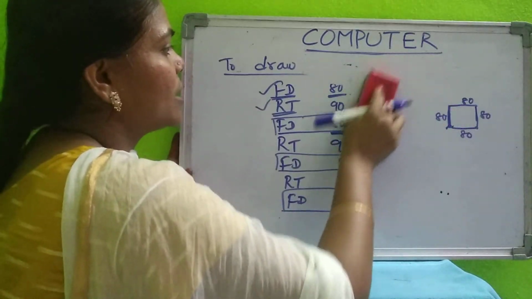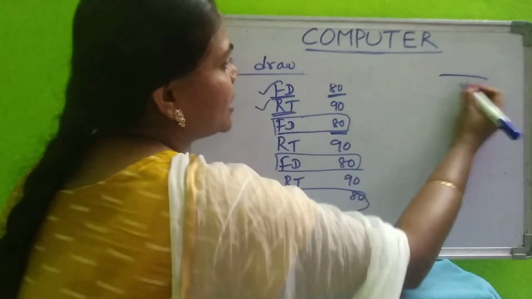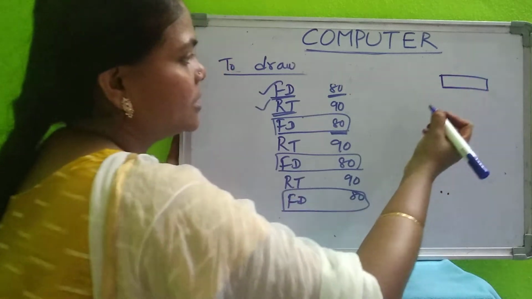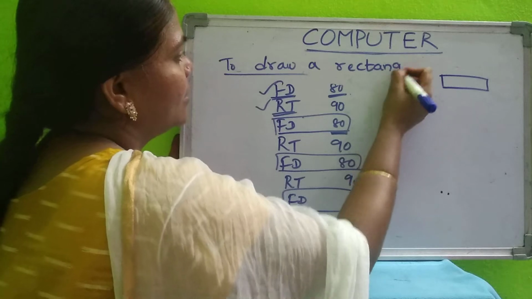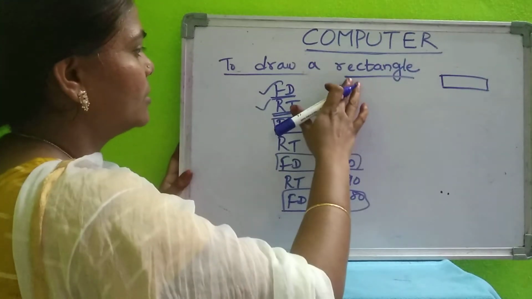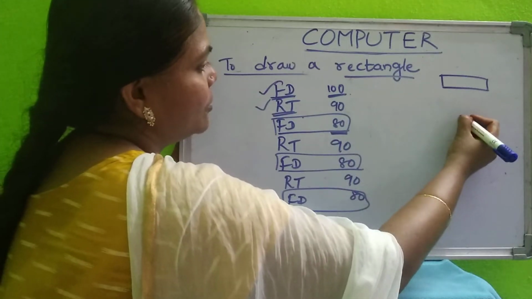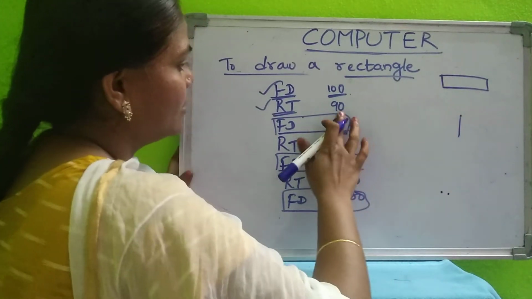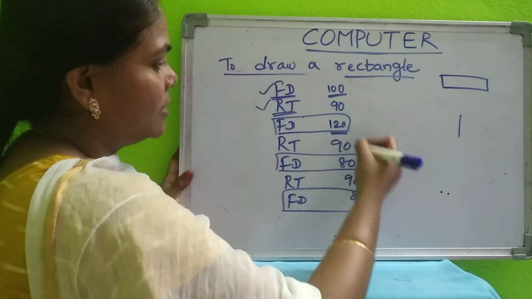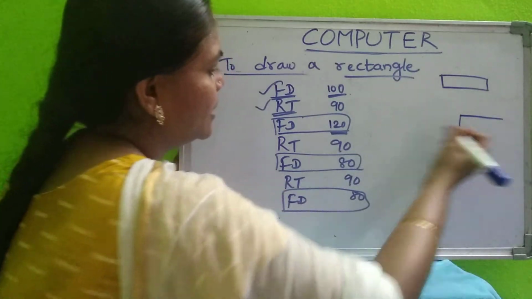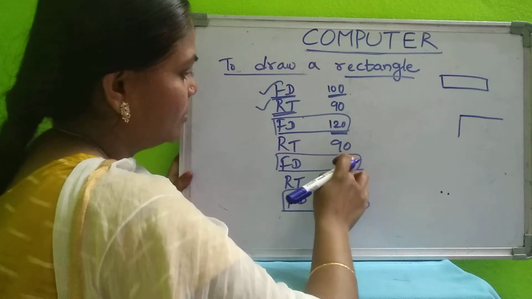Rectangle, how does it look? 2 sides are equal, isn't it? These two sides are equal and these two sides are equal, isn't it? So to draw a rectangle, suppose here we will write 100. Okay, 100 units. Again right side. Two sides are different and two sides are equal, isn't it? So we will give here 120. Again write RT 90. Again we will write 100 here.